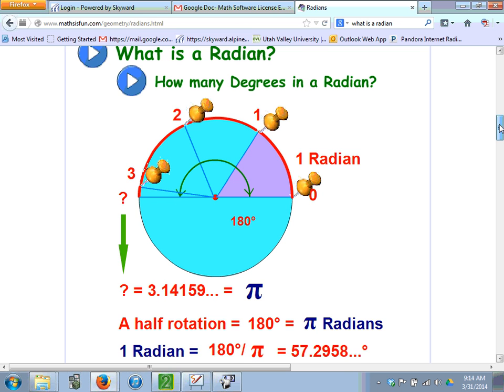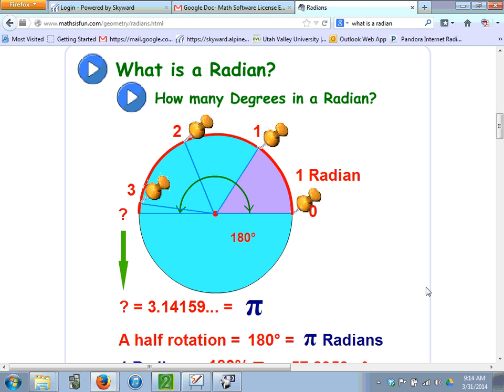A half a rotation. We already knew it was 180 degrees, didn't we? But now we're talking about radians. What's half a rotation in terms of radian measure? 3.14 or pi radians. Yeah? That circle that you guys drew on your notes, off to the side, I want you to write this. Half a rotation equals 180 degrees. That's also equal to pi radians.